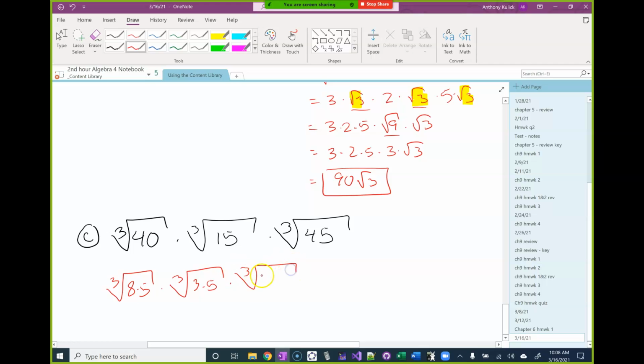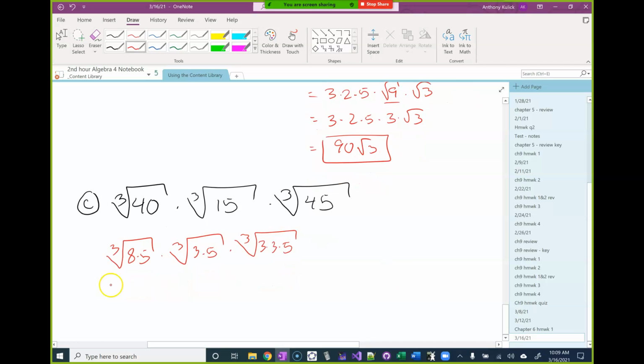So I have cube root 8 times cube root 5 times cube root 3, cube root 5, cube root 3, cube root 3, cube root 5. So cube root 8 is a 2. And then cube root 5, and cube root 5. I have 3 5s. That's 5 to the third, right? Which happens to be 125. And then I have 1, 2, 3 cube root 3's. So that's a 3 to the third, which is 27.